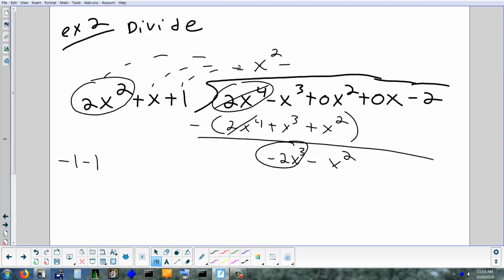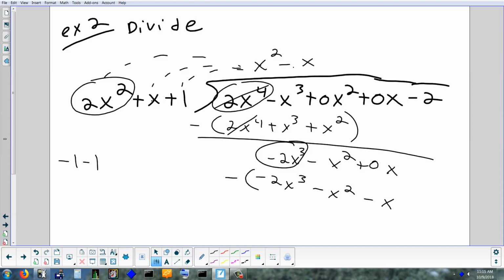So we got negative x, let's check it. Negative x times 2x squared is negative 2x cubed. Actually, I think this next one's going to be kind of nice because watch what happens here. Negative x times positive x is negative x squared, and when we subtract, you'll see what happens. Negative x times positive 1 is negative x. I should have brought down the next term. Sometimes I forget to bring it down, but if you forget, it's going to be kind of obvious because when you write your columns, you're going to have a blank spot. So you always have to bring down the next term at some point.